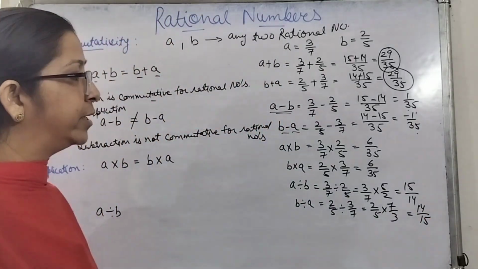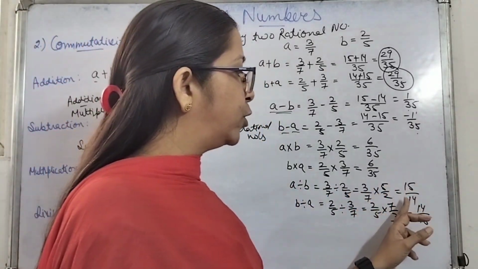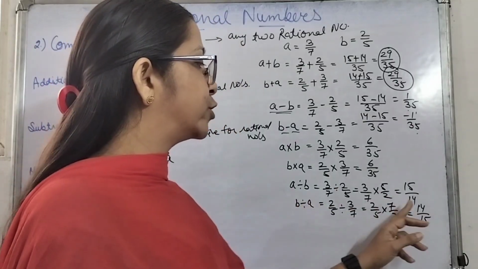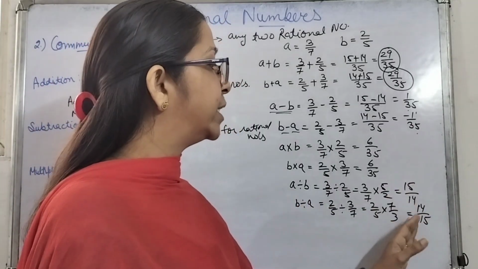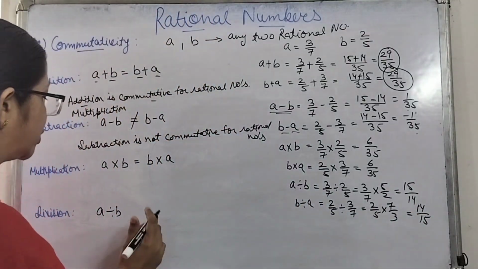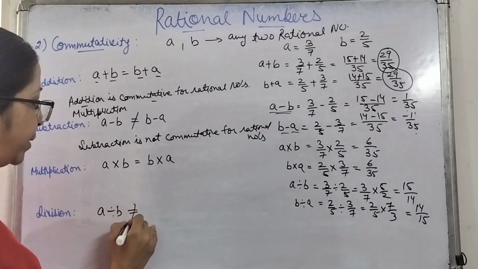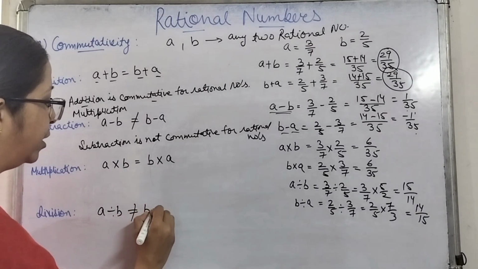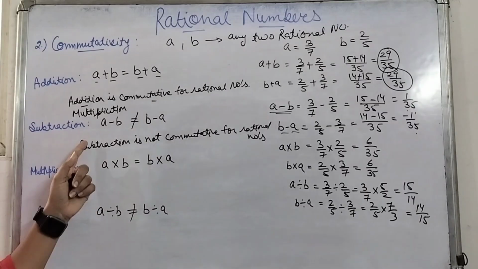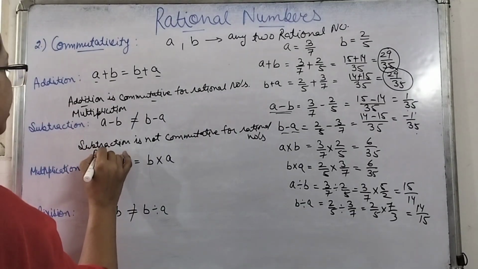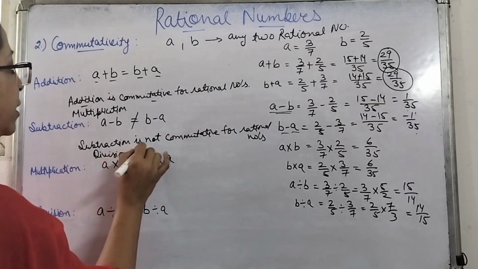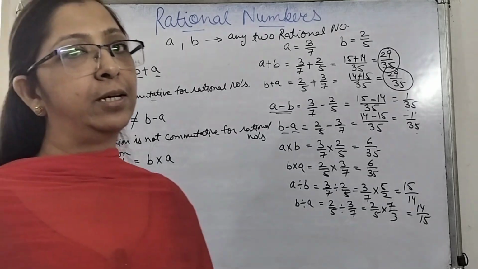So we can see over here a divided by b was 15 upon 14 and b divided by a is 14 upon 15, which is not equal, which is not the same. So a divided by b is not equivalent to b divided by a. So we will be saying that division is not commutative for rational numbers.